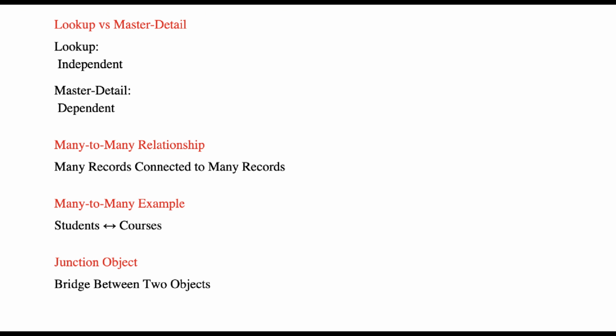Sometimes multiple records need to connect to multiple other records. This is called a many-to-many relationship. One student can enroll in many courses. One course can have many students. This is a classic many-to-many relationship. Salesforce creates many-to-many relationships using a junction object. A junction object contains two master detail relationships. It acts as a bridge connecting both objects. In our example, student is the first object. Course is the second object. Enrollment becomes the junction object connecting them.